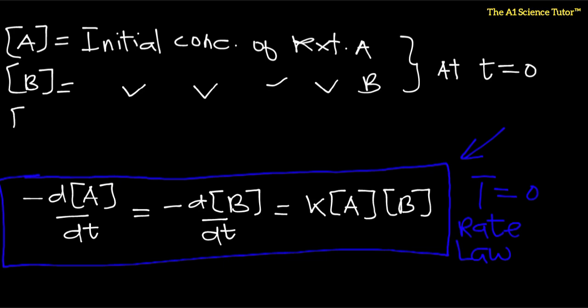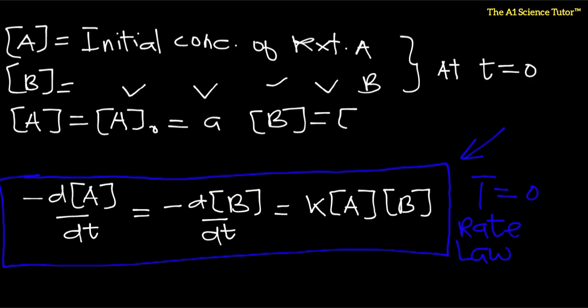Now, you could also write the initial concentrations of the reactants A and B as this. You could write A as A naught, or you could write it as a small a. Now, B could also be written in the same form. So this will be B, and that is B naught, and then this is going to be B generally.